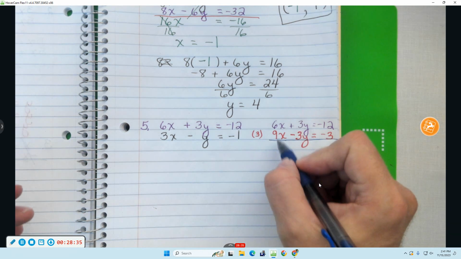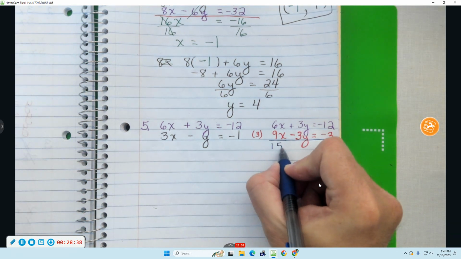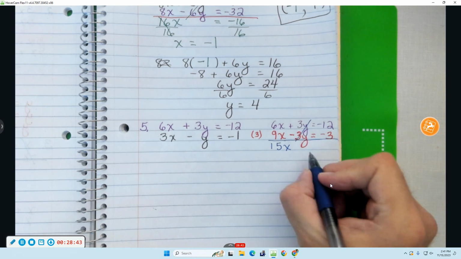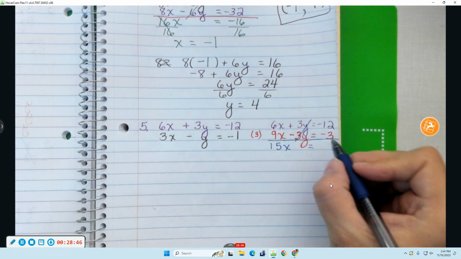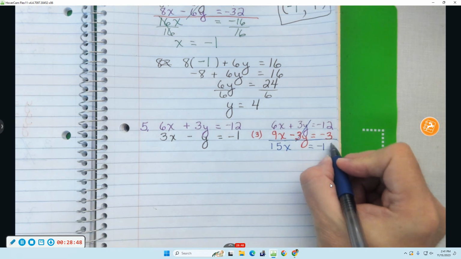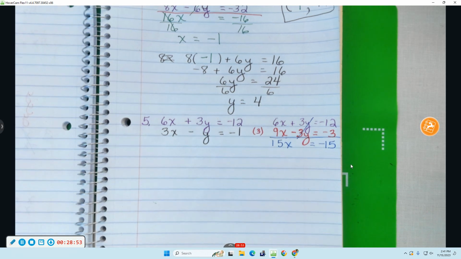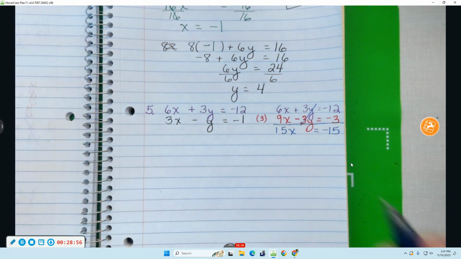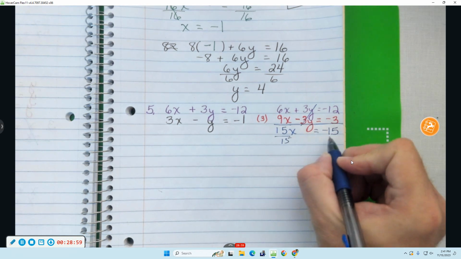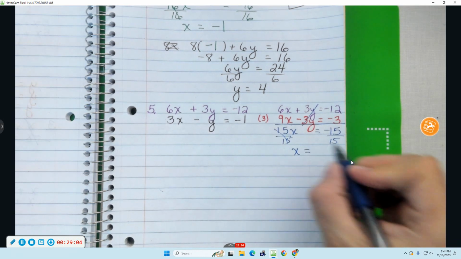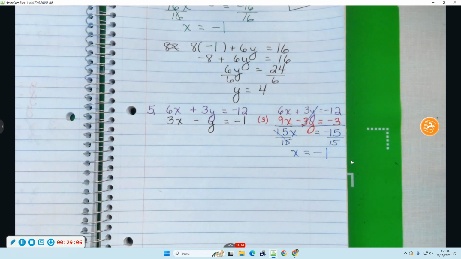Now what would we have here? We would have a 15x, the 3y's gone, equals, is that a negative 15? Negative 15. Now divide both sides by, and we're getting x equals what? Negative 1. So these lines are intersecting at an ordered pair whose x value is negative 1.